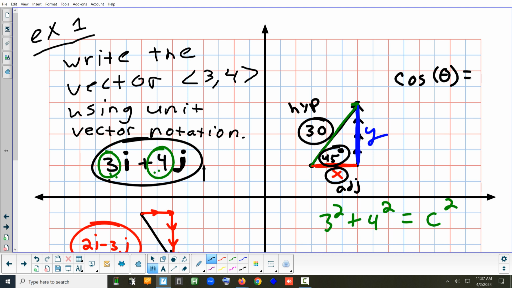equals what side is adjacent? X. X over, and in general, not specific in this problem, what side always goes in the bottom? And what about the hypotenuse? What does the number in the bottom specifically represent? 30 miles per hour. But I'm thinking in general.